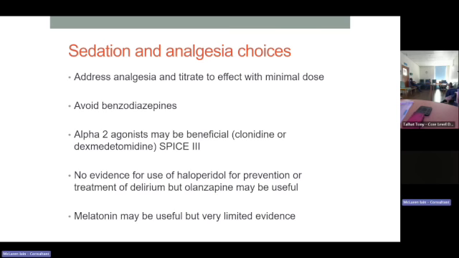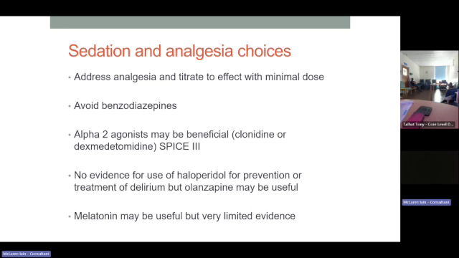There's no evidence for giving haloperidol prophylactically for prevention of delirium or even for treatment of delirium, but it is actually quite useful at reducing the harms to patients who are very agitated. So if you have an agitated patient, it's safer to give them haloperidol than lorazepam, for example.